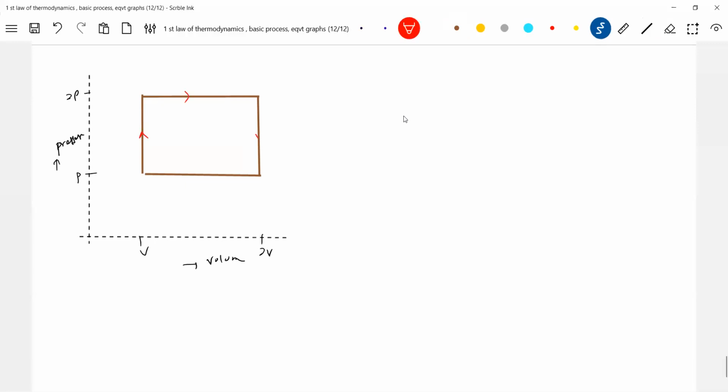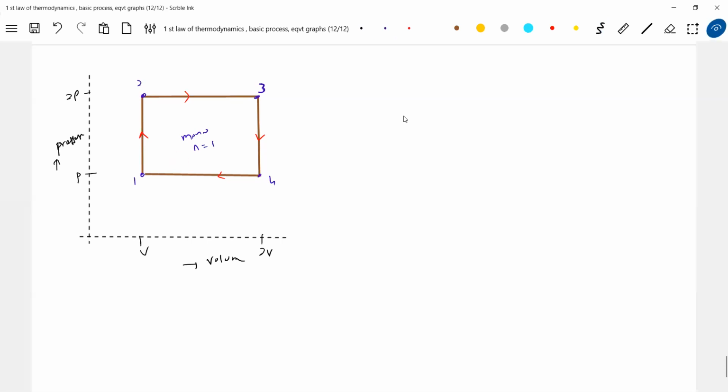So I'm interested in what now? Equivalent graphs. This is a pressure versus volume graph. I want the PT graph, VT graph, and any other graph. Okay, how to plot these equivalent graphs? First of all, what we should know: 1 mole of this is a monoatomic gas. So at the various points, we'll calculate the temperature.